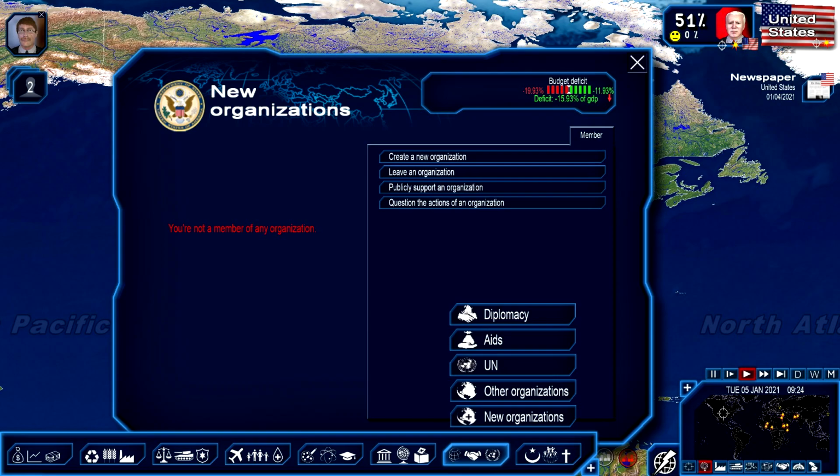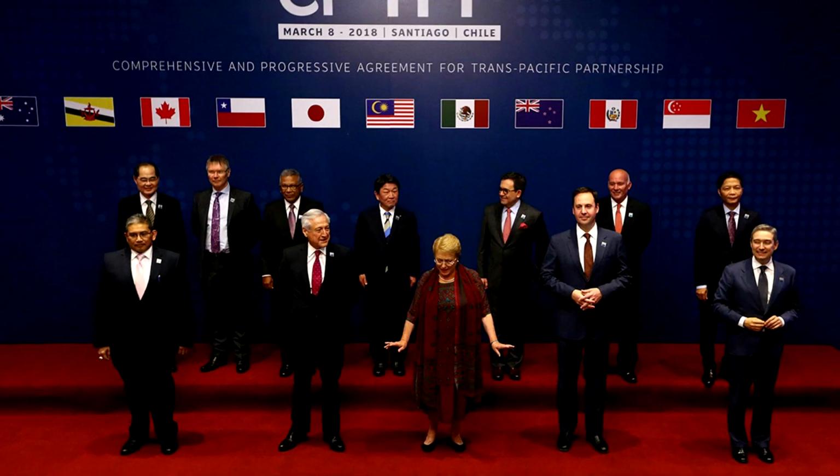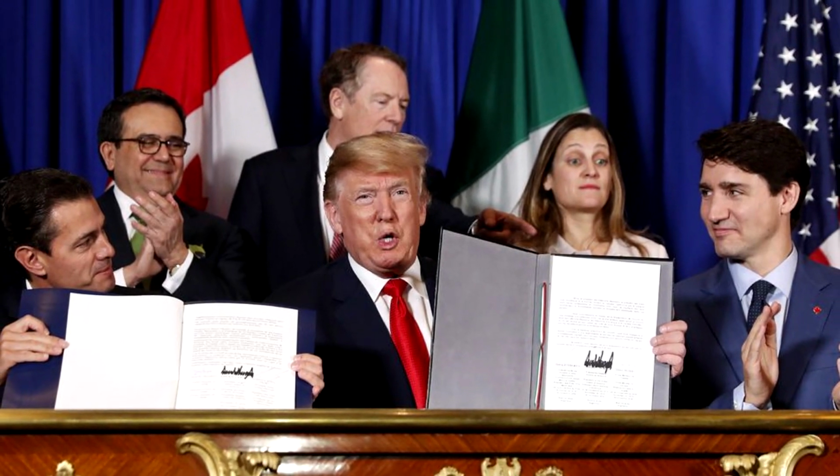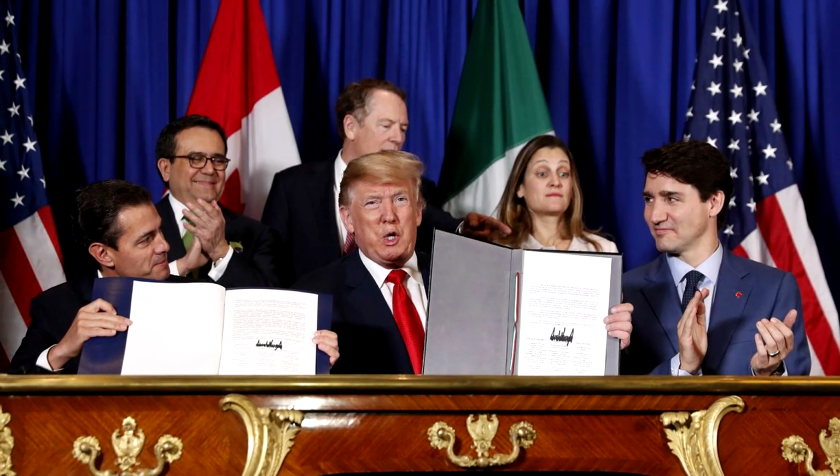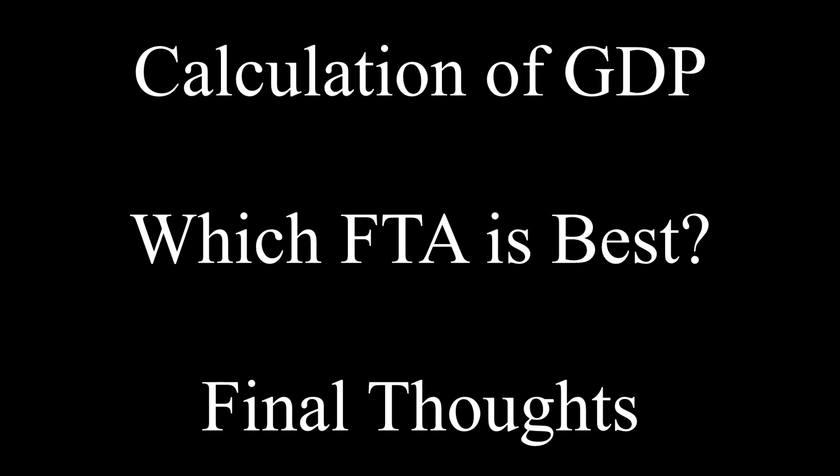In the game, multilateral agreements are formed in new organizations found here. Examples of multilateral agreements are Mercosur, the Trans-Pacific Partnership, and the United States-Mexico-Canada Agreement, or USMCA, which succeeded the NAFTA agreement. The final section of this will discuss the calculation of GDP, what FTA is best, and what my final thoughts are.